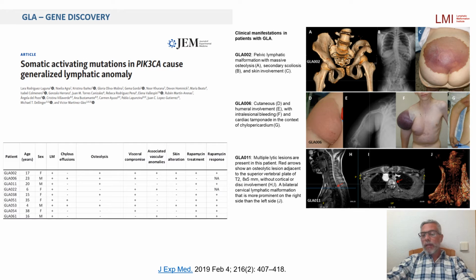Multiple lytic lesions can also be seen in regions that are associated with that lymphatic malformation, and here we can see osteolysis in pelvic bones, arm, and spine.